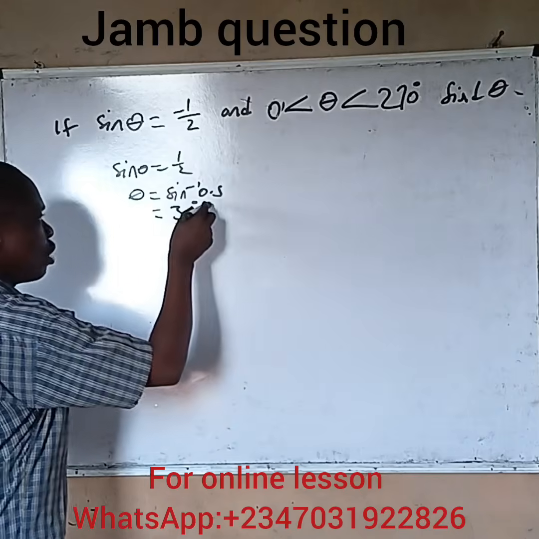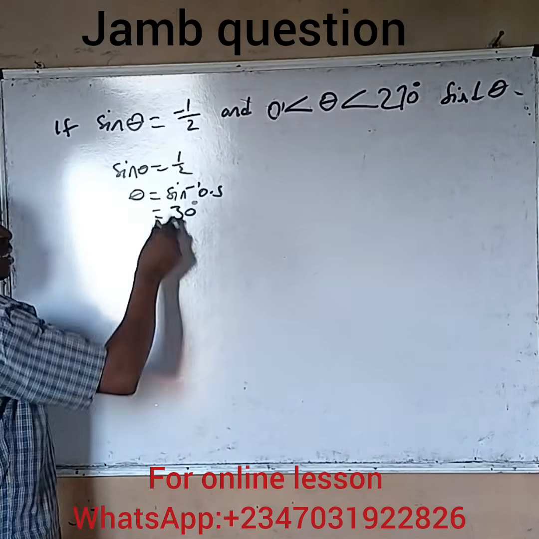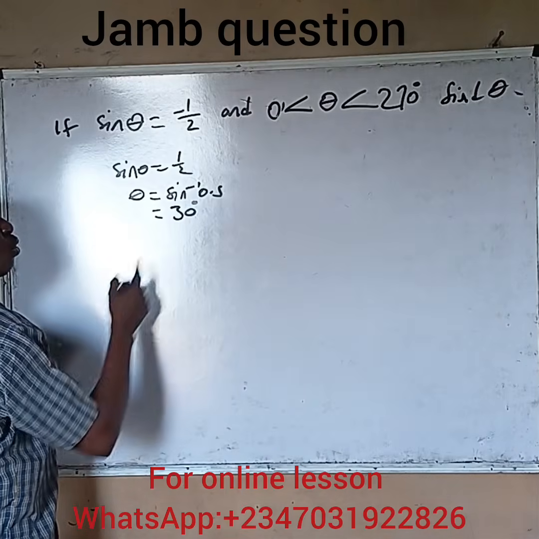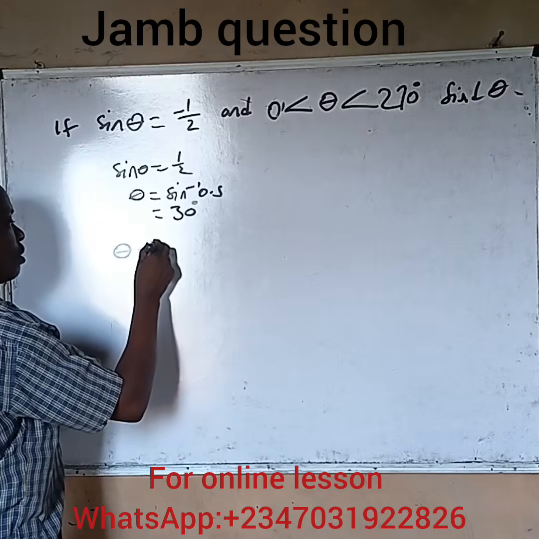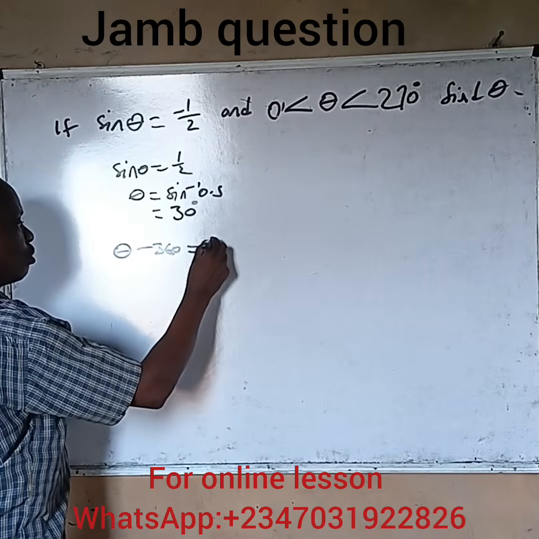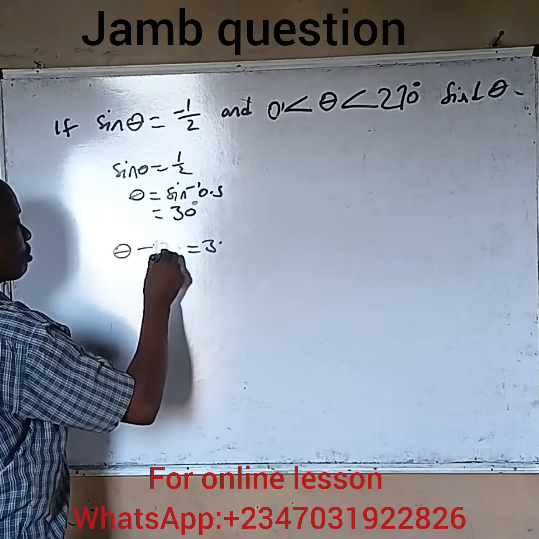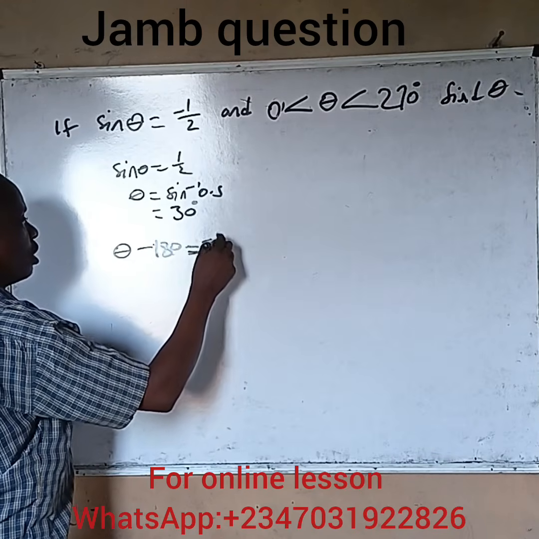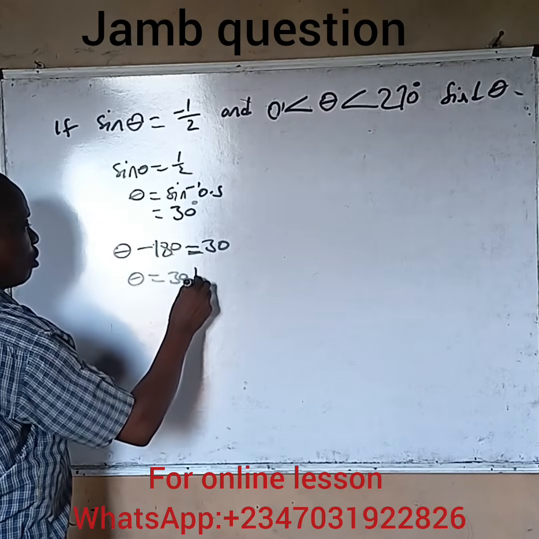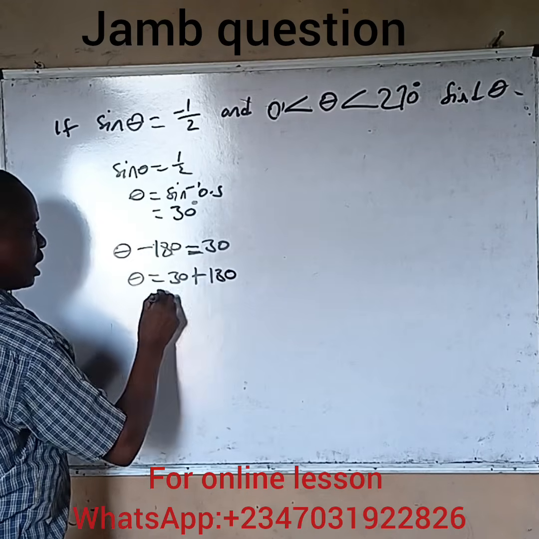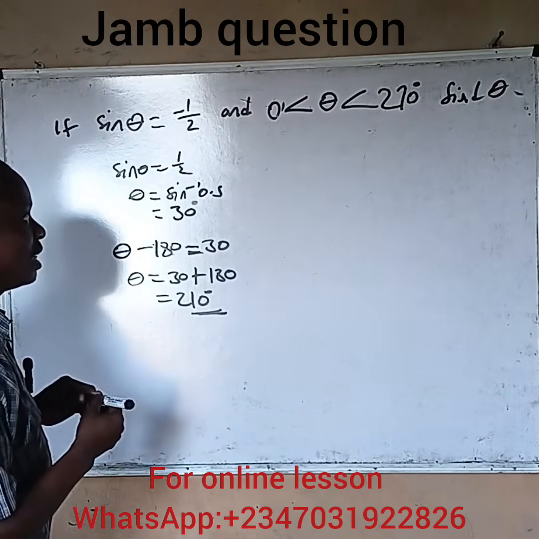And again, you will not pick this 30 degrees because 30 degrees is in the first quadrant and sine is not negative in the first quadrant. So you just go straight to the third quadrant. In the third quadrant, we know the angle we use is theta minus 180 is equal to this 30 degrees. So theta will now be equal to 30 plus 180. And that will be equal to what? 210 degrees. So your theta is 210 degrees.